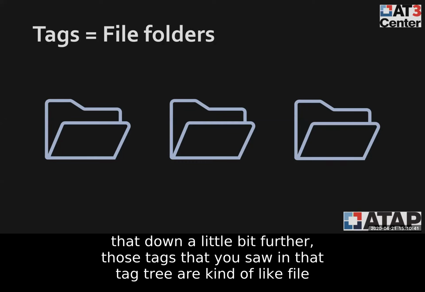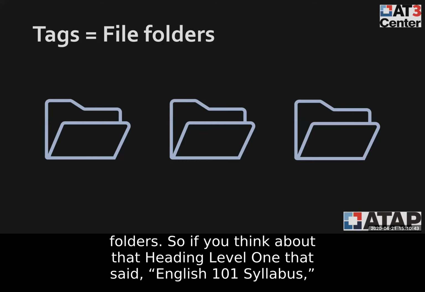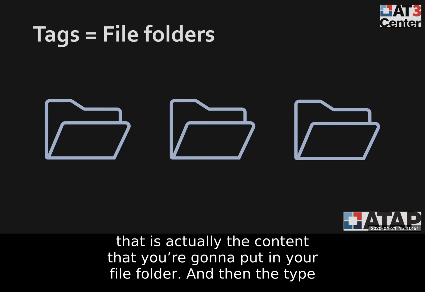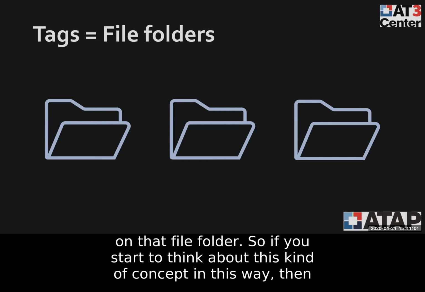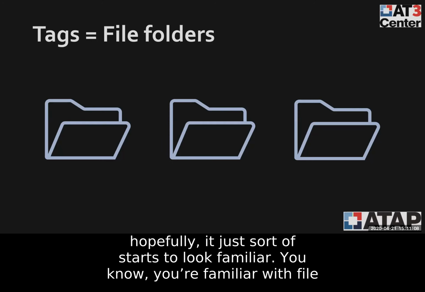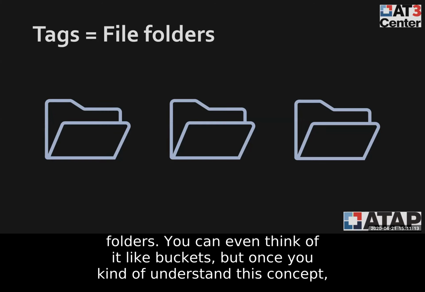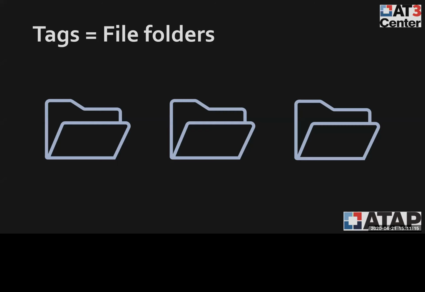Breaking that down a little bit further, those tags that you saw in that tag tree are kind of like file folders. If you think about that heading level 1 that said English 101 syllabus, that is actually the content that you're going to put in your file folder. And then the type of that file folder is going to be a heading level 1. So you're putting a label on that file folder. If you start to think about the concept in this way, hopefully it starts to look familiar. You're familiar with file folders. You can even think of it like buckets. Once you understand this concept, you're well on your way to understanding tags.